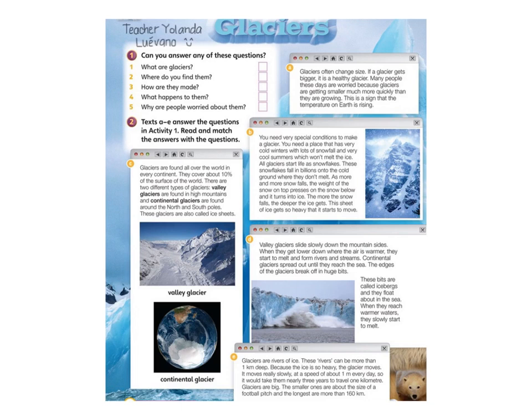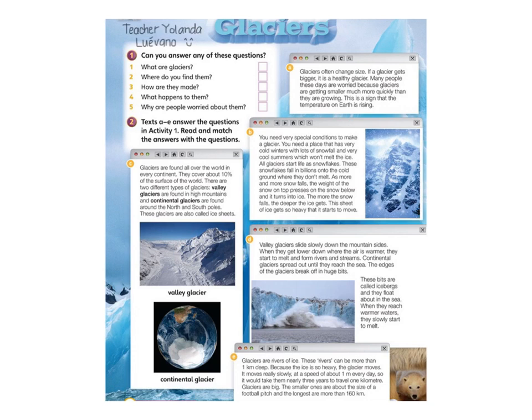So it says texts A to E answer the questions in activity 1. Read and match the answers with the questions. Let's start by reading letter A. Glaciers often change size. If a glacier gets bigger, it is a healthy glacier. Many people these days are worried because glaciers are getting smaller much more quickly than they are growing. This is a sign that the temperature on Earth is rising.